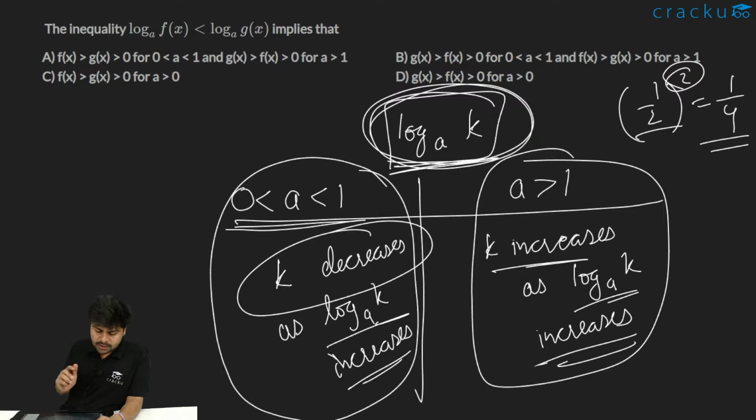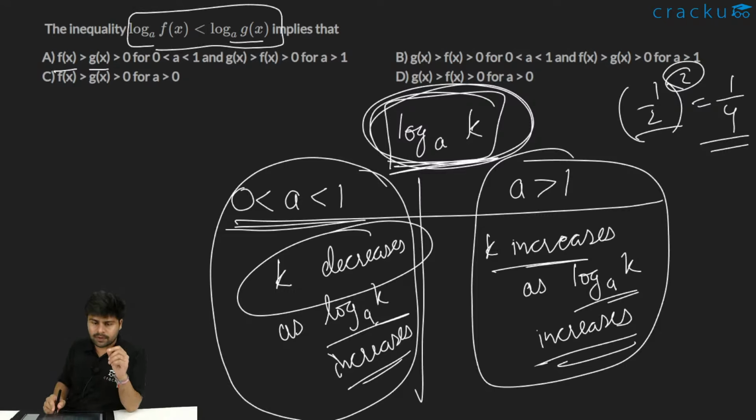Okay, so based on this, f(x) is greater than g(x). If it is given that log base a of f(x) is less than log base a of g(x), then either f(x) is less than g(x). When will f(x) be less than g(x)? f(x) will be less than g(x) when a is greater than 1, right? If it is greater than 1, then as the power increases, the whole function increases.